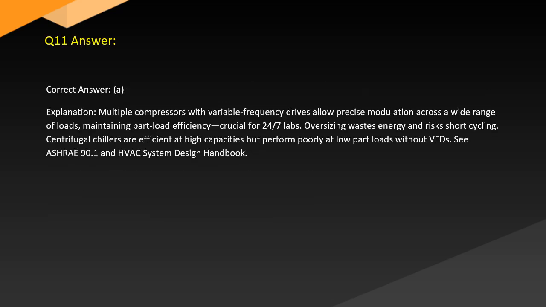Answer. Correct answer, A. Explanation. Multiple compressors with variable frequency drives allow precise modulation across a wide range of loads, maintaining part load efficiency. Crucial for 24/7 labs. Oversizing wastes energy and risks short cycling. Centrifugal chillers are efficient at high capacities but perform poorly at low part loads without VFDs. See ASHRAE 90.1 and HVAC System Design Handbook.